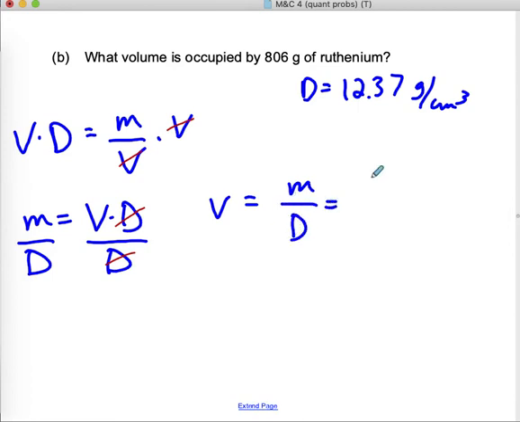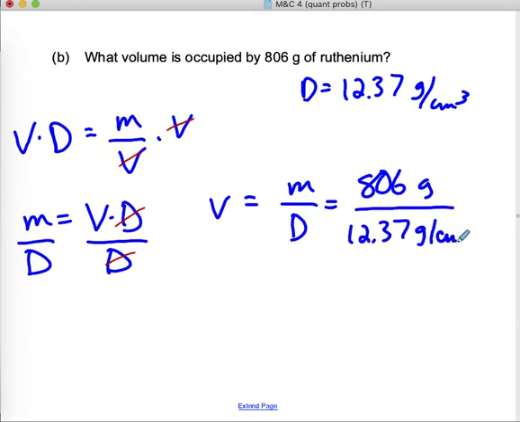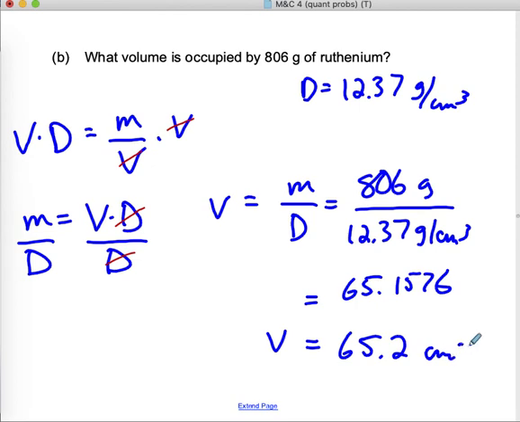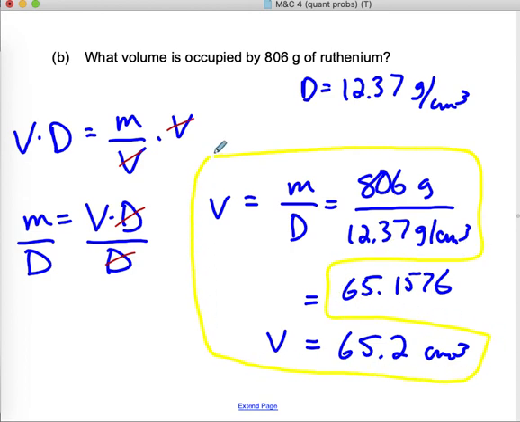Now I can plug in my values. 806 grams divided by 12.37 grams per cubic centimeter. I perform the calculation on my calculator, and I get 65.1576. I go back, and I see that my mass had 3 significant figures, my density had 4. 3 is the fewest number of sig figs in the initial measurement, so I'll round this to 3 significant figures, and I get, as my final answer, my volume is 65.2 cubic centimeters. Once again, in order to get full credit, you have to include all of this. Okay, in our next video, we'll talk about graphing.